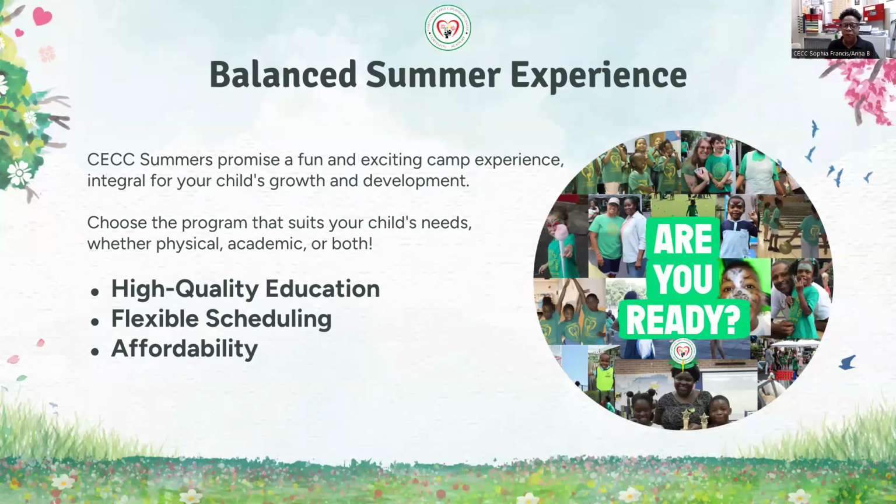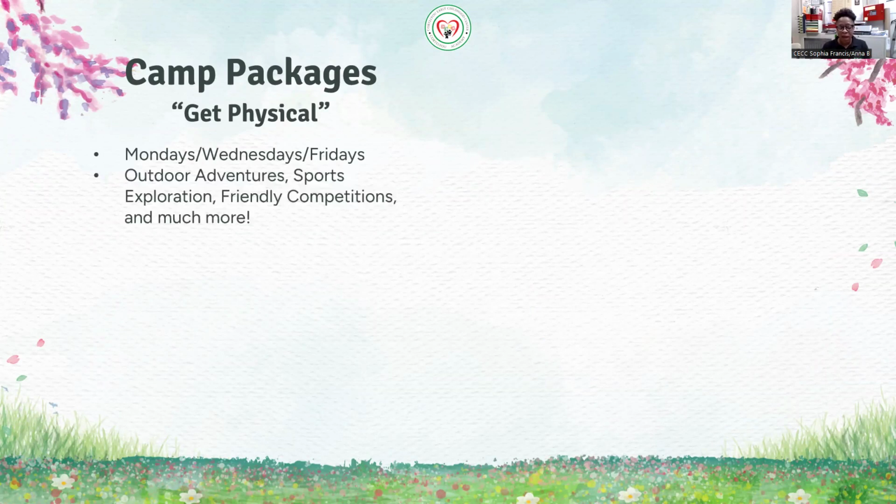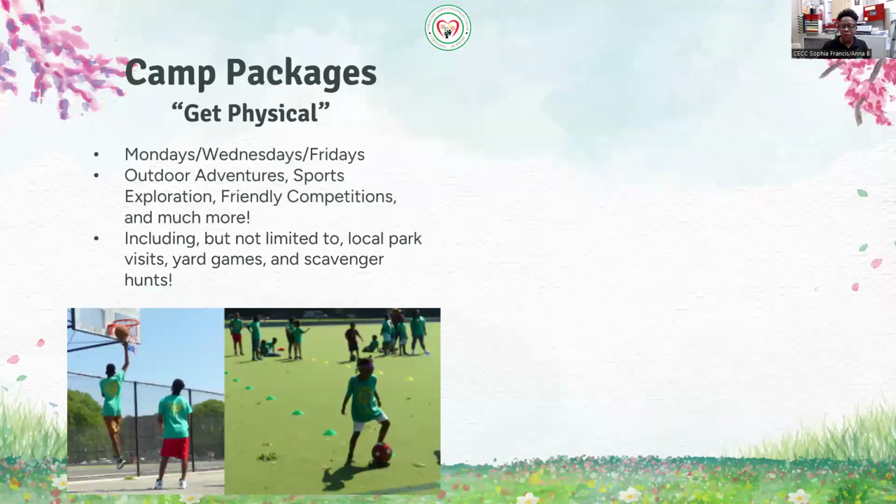So choose the program. We're asking parents to choose the program that suits your child's needs, whether it's physical, academic, or both. So high quality education, flexible scheduling, and affordability. What we did this summer is we gave you the option of opting into 1 or 2 programs. On our next slide, it briefly tells you about the Get Physical package, which would be Monday, Wednesdays, and Fridays. It offers the outdoor adventures, the sports exploration, the friendly competitions, and much more. It includes, but is not limited to, the local park visits, the yard games, and the scavenger hunts.